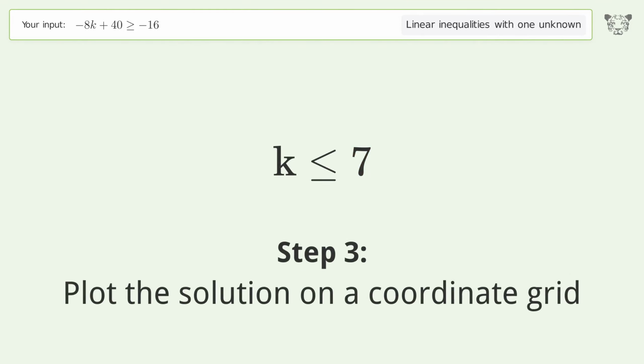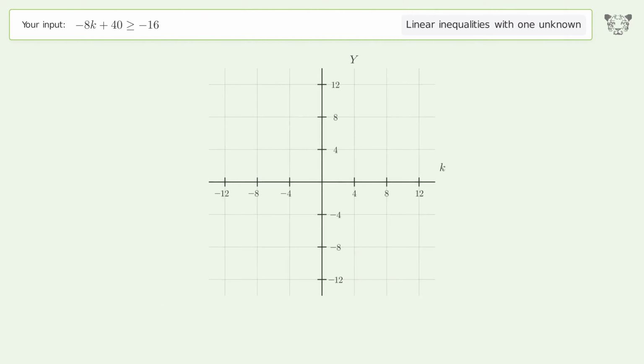Plot the solution on a coordinate grid. And so the final result is k equal or smaller than 7.